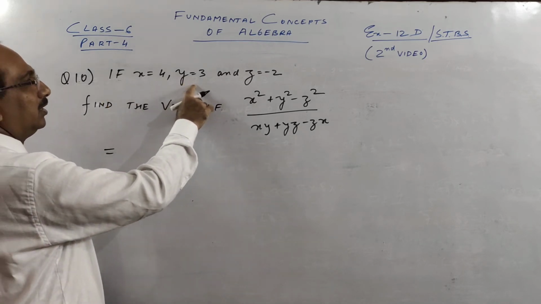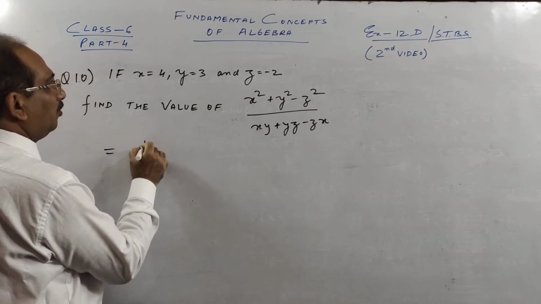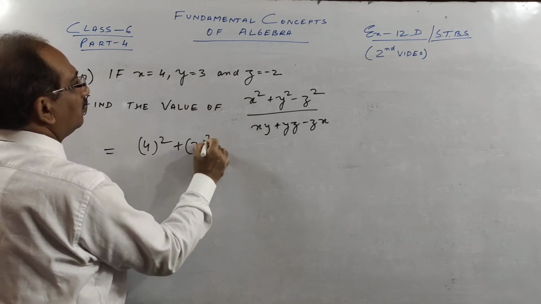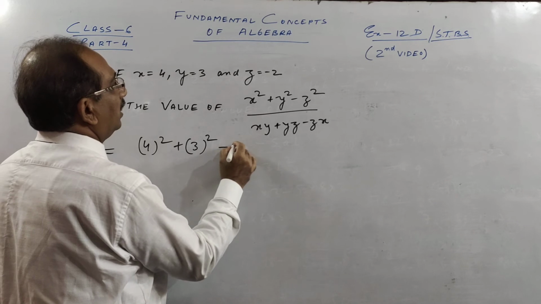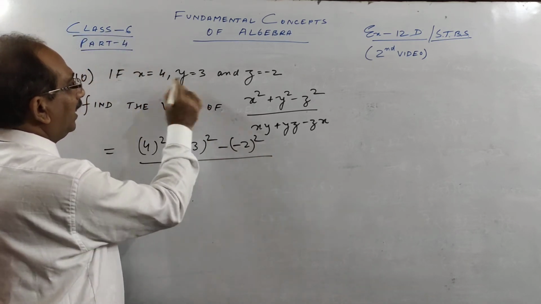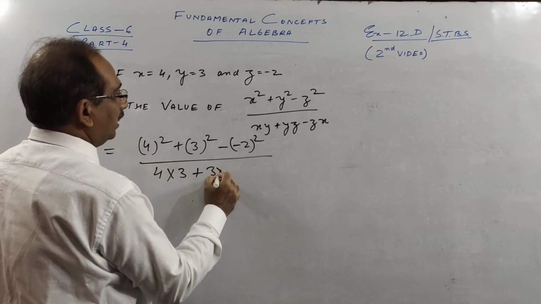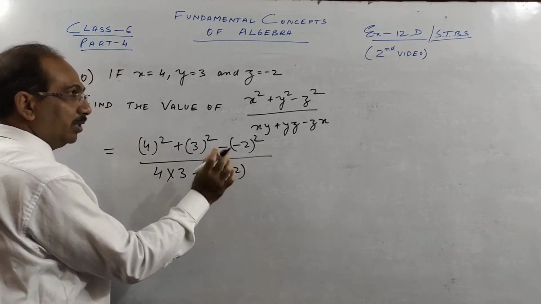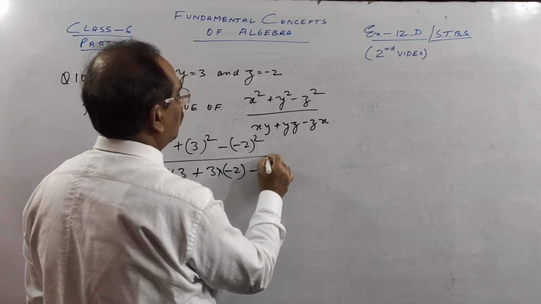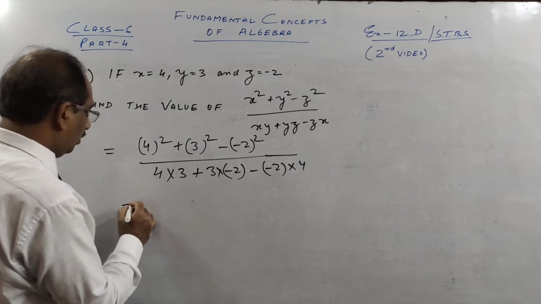X is 4, y is 3, z is minus 2. So what we do, x value we put 4, y's value we put 3, we square it, and z we put minus 2 upon xy. X is 4, y is 3 plus yz. So minus, better you write in bracket. Learn this important thing. Z is minus 2 into x is 4.